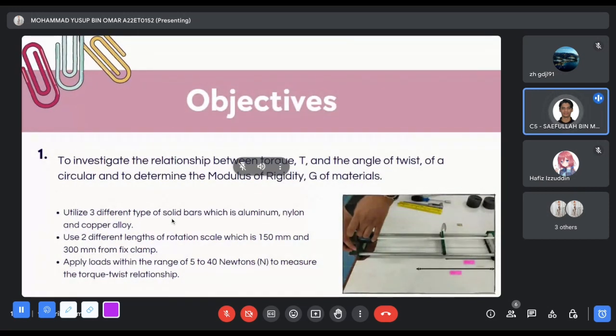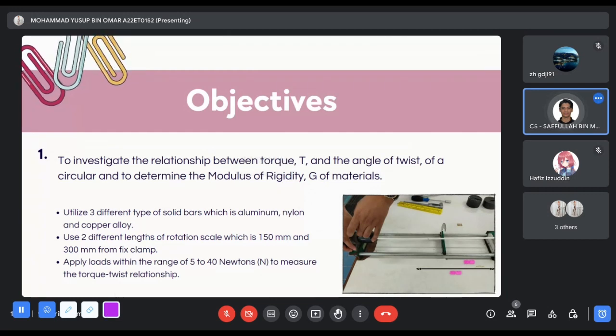In this objective, we have 3 scopes that we use for our experiment to achieve the objective. The first is to utilize 3 different types of solid bars, which are aluminium, nylon, and copper alloy. Second, use 2 different lengths of rotation scale, which are 150 millimeter and 300 millimeter from the fixed clamp. And the last one is we apply loads within the range of 5 to 40 newtons to measure the torque-twist relationship.